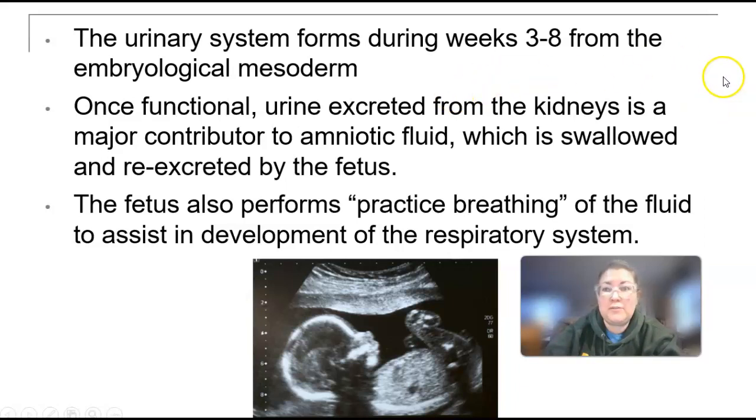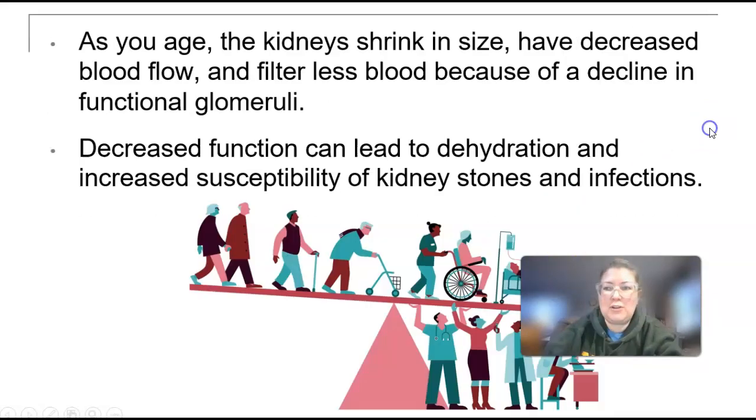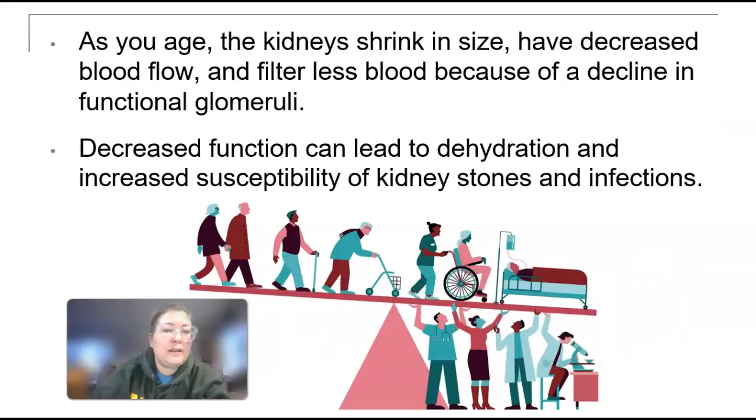The urinary system is really well developed in that first trimester, along with every other body system. And the fetus will also use this fluid for practice breathing. The fluid will get pulled down into the lungs and then just breathed back out, and that helps to strengthen the diaphragm as well. So, like most other body systems, as you age, the kidneys can get less effective. We can have less blood flow, less functional glomeruli, and so that means less urination or less effective clearing of those medicines or toxins or fluid from the body. So that can lead to things like dehydration or susceptibility to kidney stones or urinary tract infections.